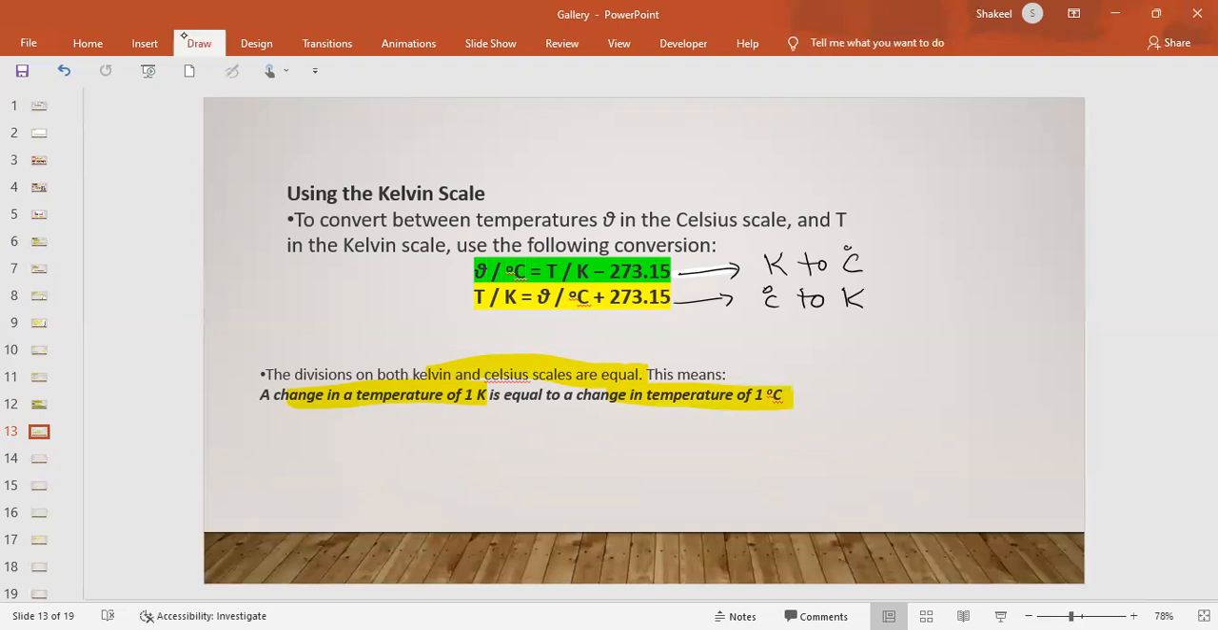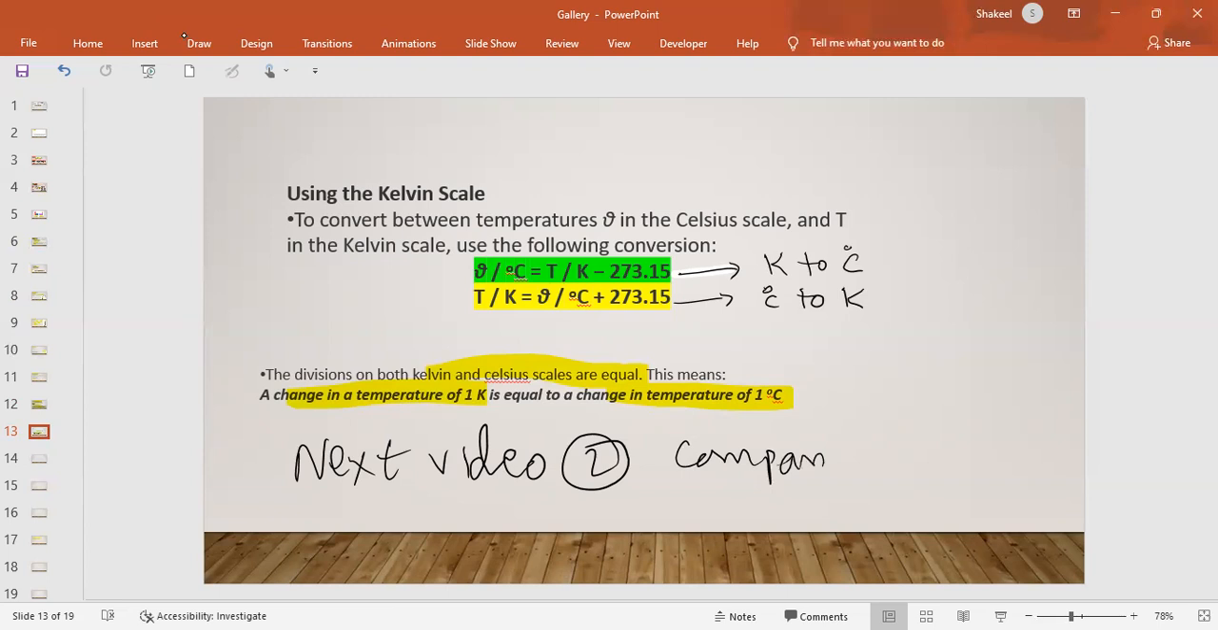So that's it for today. The next video, which is video lecture 2, will be for the comparison of thermometers. We will compare the thermometers and see their advantages and disadvantages.